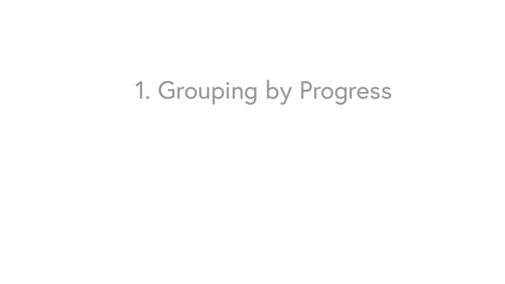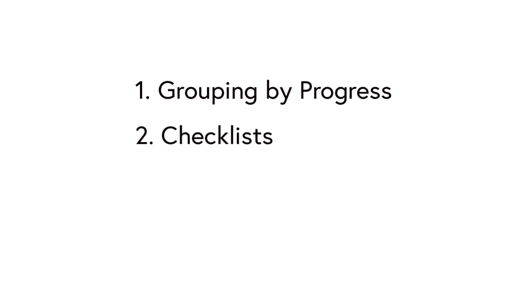All right, so let's get started on the three tips for Microsoft Planner. First of all, I'm going to show you grouping by progress and the way you can quickly change the status of your task. Then I'm going to look at checklists, which is a way of dividing up a task into different subtasks. And then I'm going to look at comments, which is a way of recording information and saving it to the task.